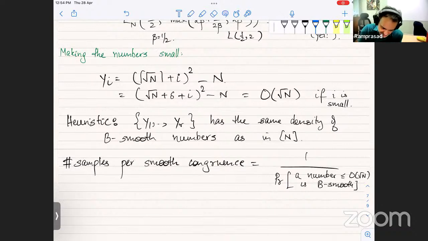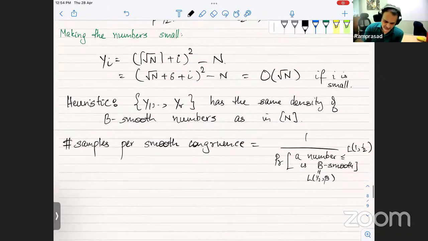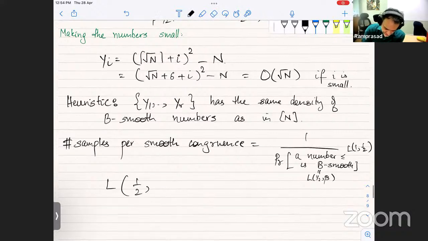Okay, and let's be a bit more precise. What do we mean by less than or equal to order root n? This is L of 1 comma half. And this B was L of, I don't know, S comma beta or half comma beta. So therefore this probability ends up becoming L of half comma minus 1 by, or the number of samples turns out to be this divided by 1 by 4 beta.